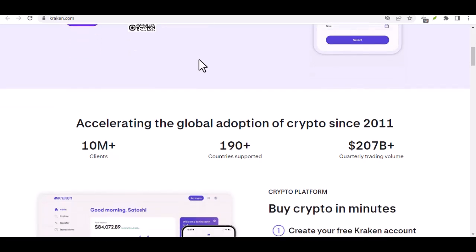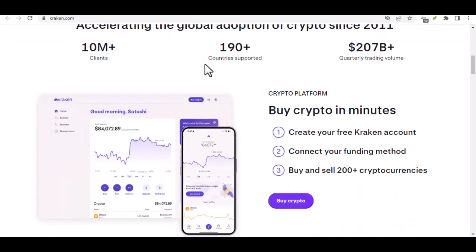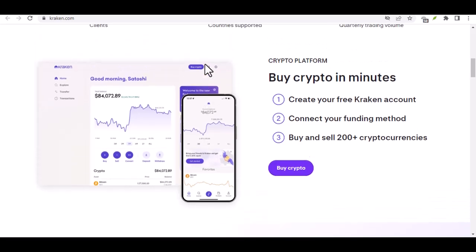Step 1. Creating a Kraken account. Sign up. The first step is to create a Kraken account. Head over to Kraken's website and click on Sign Up. Verification. You'll need to provide some basic information and verify your email address. Security. Kraken takes security seriously, so you might be asked to complete additional verification steps.